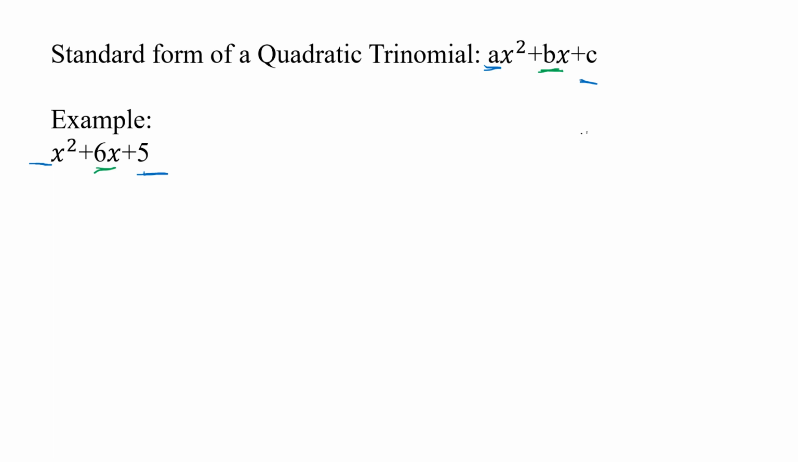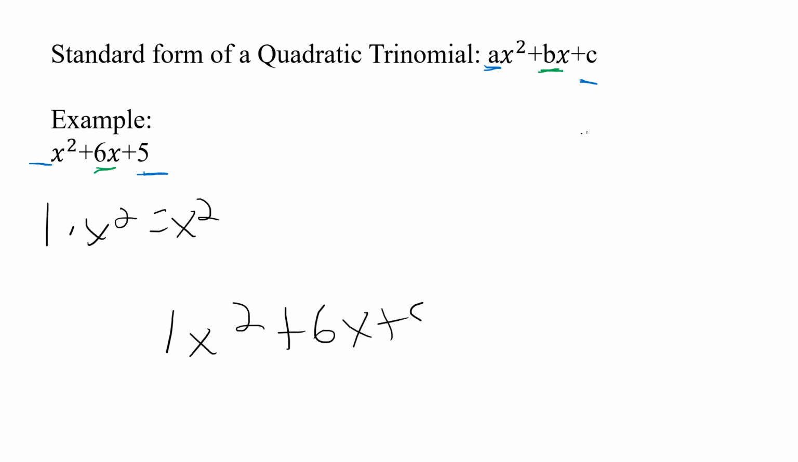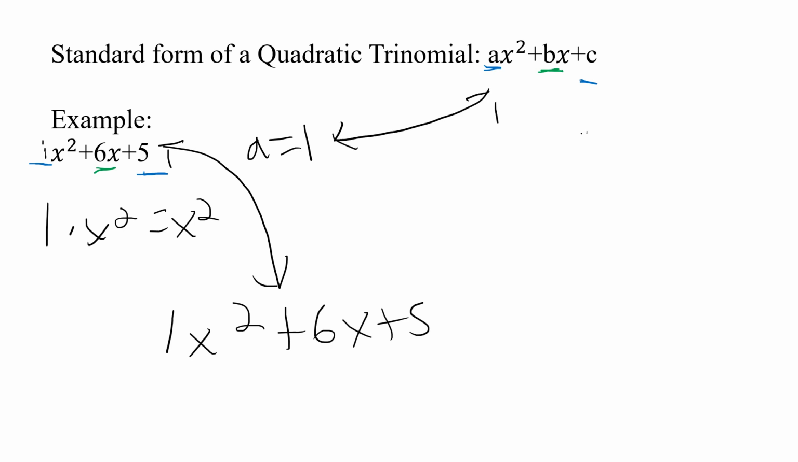And just to show you that a is 1, 1 times x squared is x squared. So if we were to rewrite this example as 1x squared plus 6x plus 5, it would be the same thing, because we usually say when there's no coefficient in front of the variable, there's an invisible 1 there. So a here is 1. And there is a special way that we can factor this. Let's get into it.